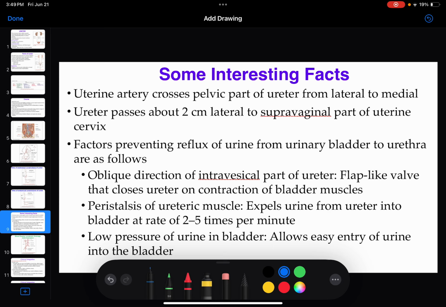So what are the factors which help in preventing the reflux of the urine? So first of all, it enters the bladder in an oblique direction. So this helps like a flap valve action. It acts as a flap valve. The muscle acts as a flap valve and prevents backward flow, and the peristalsis is running downwards from the ureteric muscle. So this also helps in only downward movement of the urine. And then low pressure in the urinary bladder. This helps in preventing backward flow of urine.